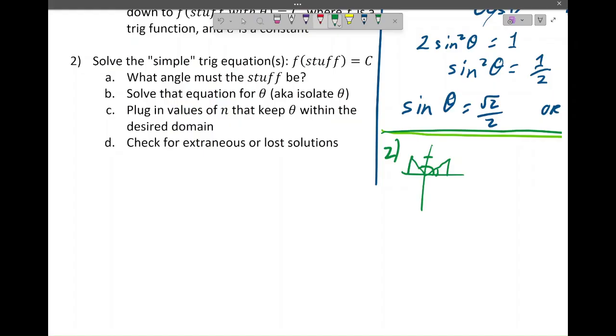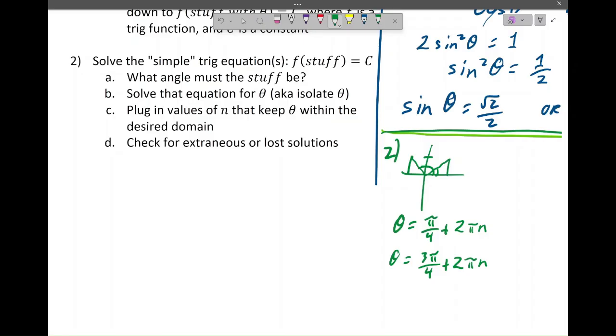Okay, so from here, I can say that theta itself is equal to pi over 4, and then every revolution there afterwards. So pi over 4 will be right here, or back to this, or back to it again, plus 2 pi n. Or theta could be equal to 3 pi over 4 plus, again, 2 pi n.